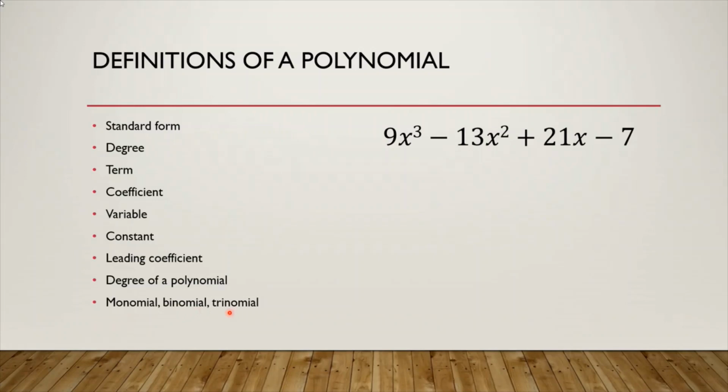Monomial, binomial, and trinomial. Monomial means one term, like a monorail or monocle. A binomial would be 2 terms, like bicycle, 2 wheels. Trinomial would mean 3 terms, like a triceratops or tricycle or trike. So this has more than 3 terms, so this would be none of the above. It would still be a polynomial because polynomial just means many, like polymer means many, so it just means many terms.